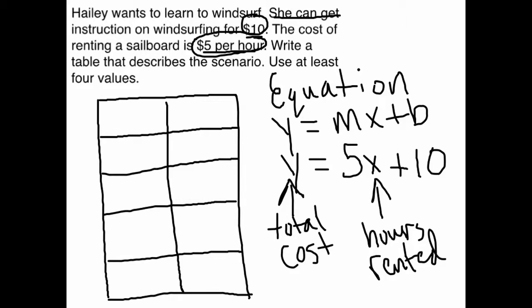Now, what I want to do with this information is go ahead and plug it into my table. So I have x on one side and y on the other side. And remember, x represents hours rented. Now, we recall from last week, whenever I have a blank table, I need to fill it in with values, and I always start small. So I'll have 0, 1, 2, 3. Now, in order to figure out what my y values are, I just need to plug my x values into my equation. So let's go ahead and do that.